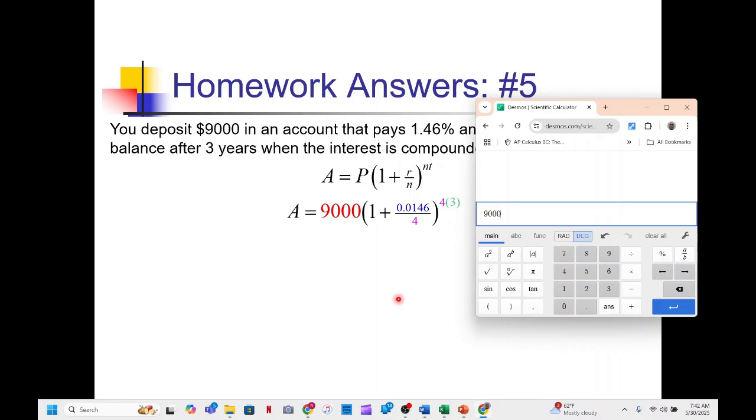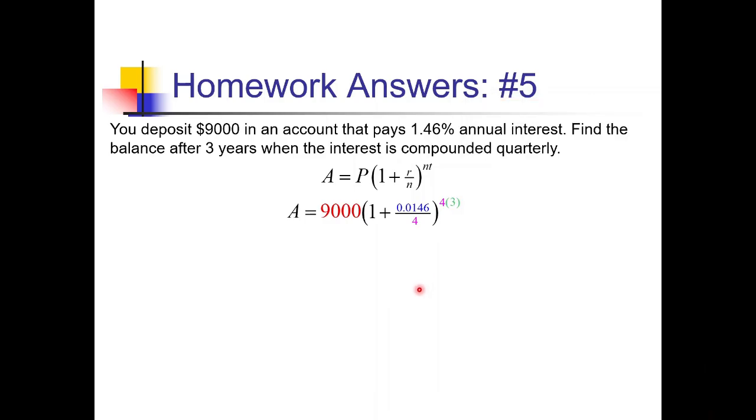We've got 9,000 times 1 plus fraction 0.0146 all over 4. Close the parentheses. Let's raise that to the power of 4 times 3. And that comes out to about $9,402.21.